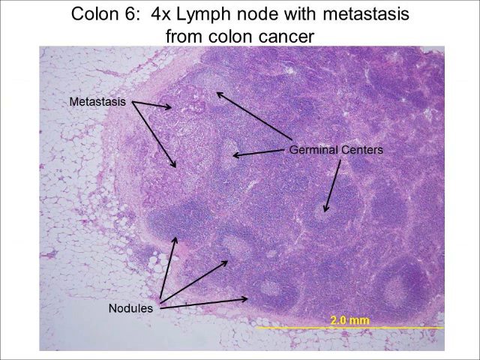Examine one of the nodes that contains metastasis under low power. Some of the node is normal and composed primarily of small lymphocytes that form nodules and lighter staining germinal centers. On the left side is a single mass of metastatic cancer from the colon. This is much larger and clearly distinct from the rest of the node.